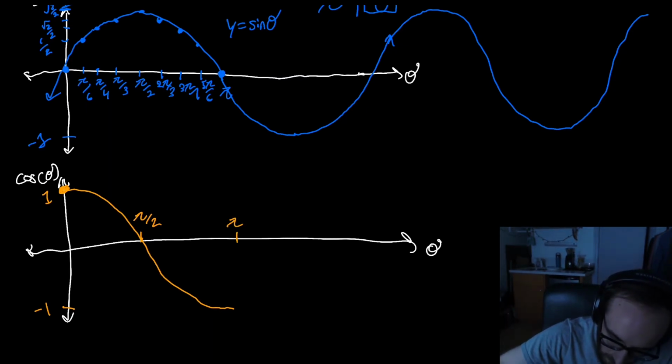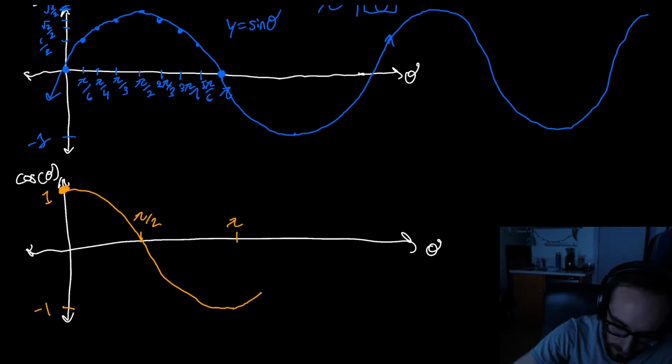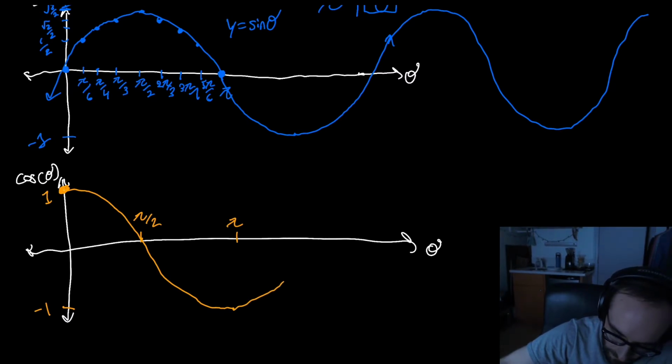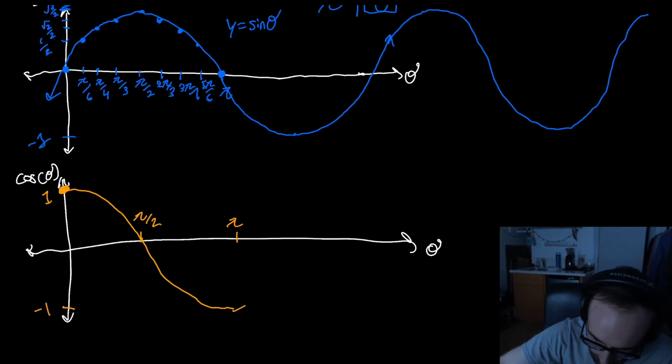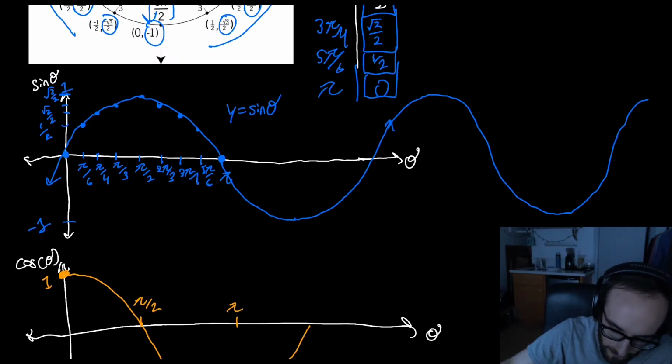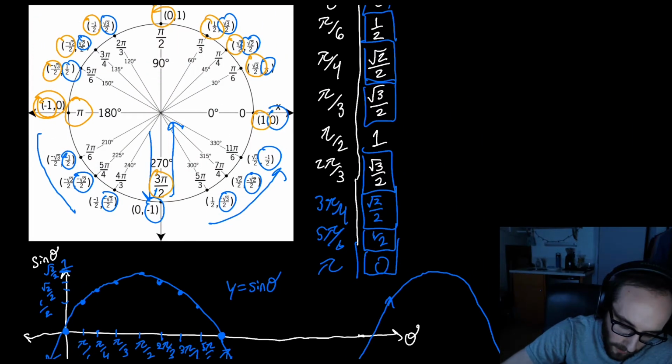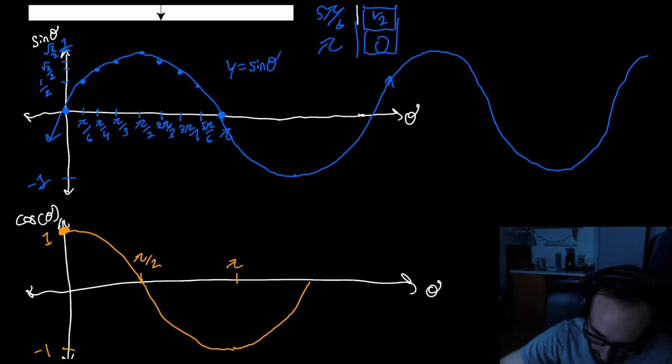So pi. And then that's our minimum, so we start to increase again. And then we'll reach 0 again at 3 pi over 2. So 3 pi over 2, and I'm just trying to match these up with what we have above. Here's pi, here is 3 pi over 2.